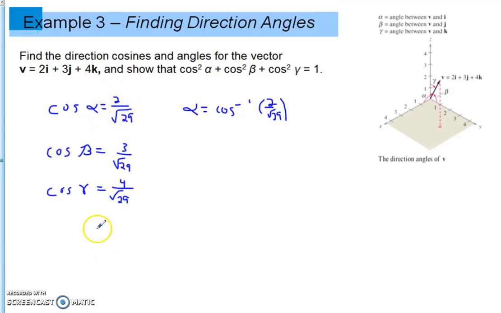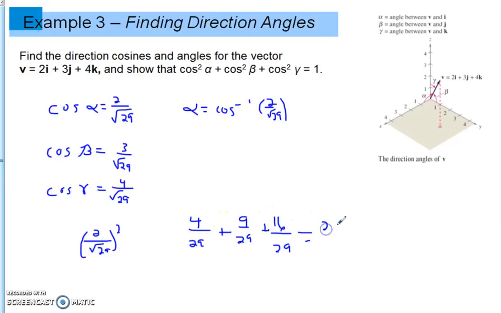Cosine alpha is 2 over the square root of 29. If I square that, and you can see what's going to happen here, I'm just running out of time, that works out to be 4 over 29. Plus, if I square the next one, I get 9 over 29. And finally, the third one, I get 16 over 29. I'll do that math: 4 plus 9 is 13, plus 16 is 29, so 29 over 29, which is 1. So we've shown that that's true. All right, we'll pick up with the next part in the next lesson.